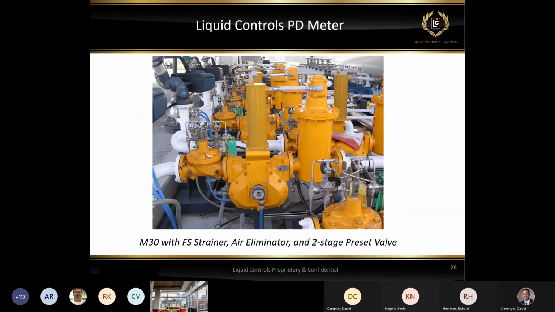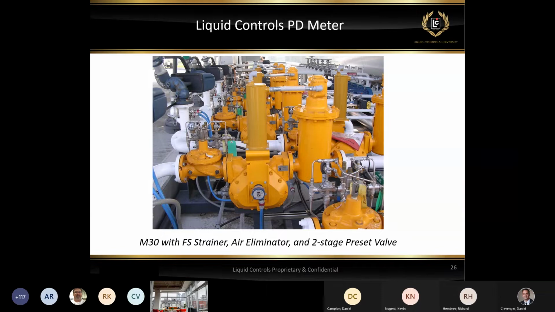Here's an example of an M30 meter that is mounted in a bulk plant situation, and it's using a pulse output device, which is in the center. That's sending a signal to an electronic controller that's remote mounted. Unfortunately, I don't have a picture of that, but to the right of the meter, there's a strainer inlet. Above it is the air eliminator. So this is telling me that this is an application where it's going to require high accuracy.